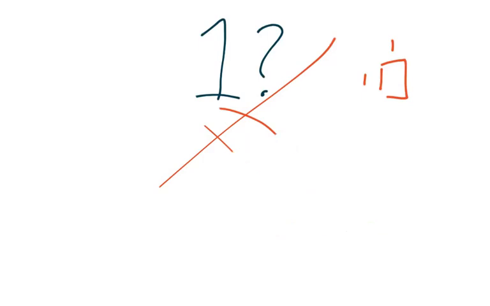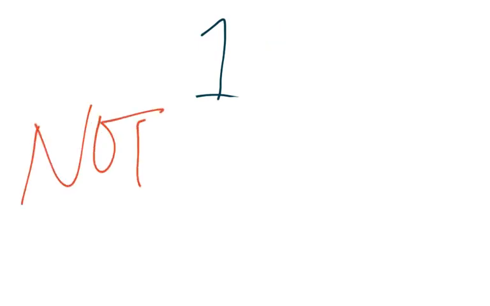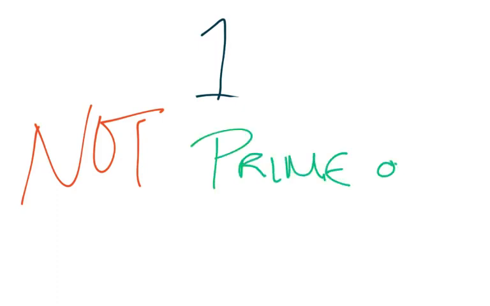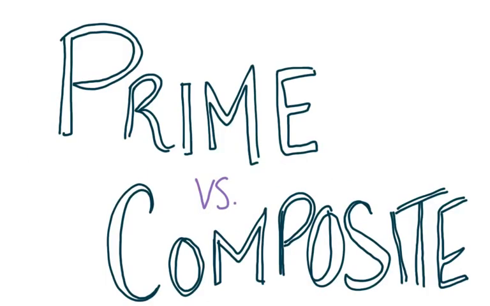It's too cool for that. It's its own unique number that is not prime or composite. It's just super special, living its own life, neither of them. And that is the difference between prime and composite numbers.